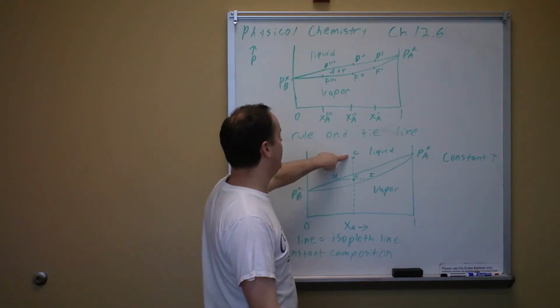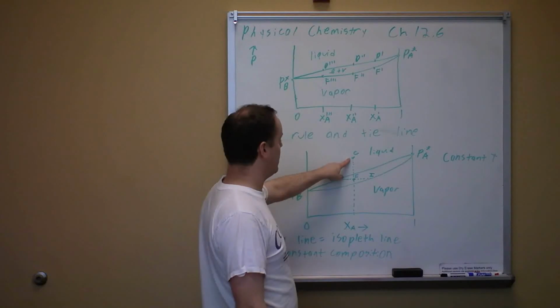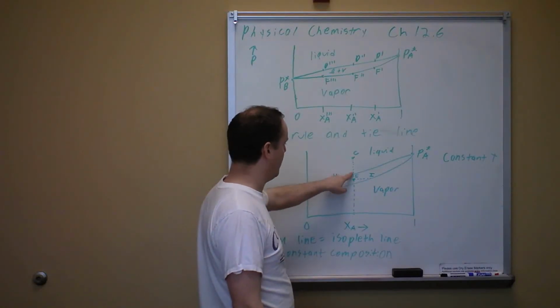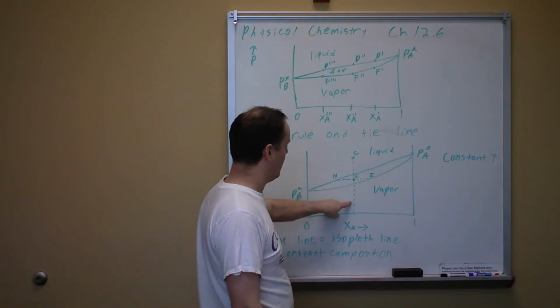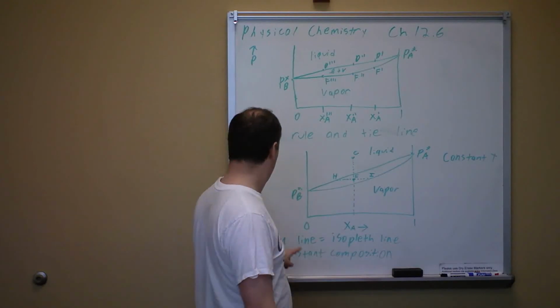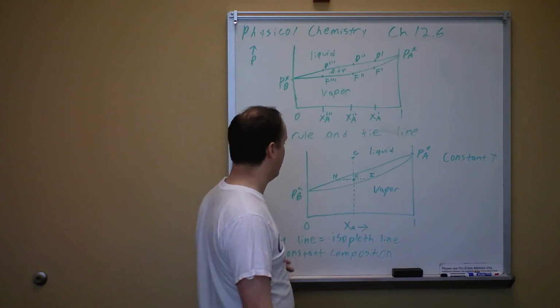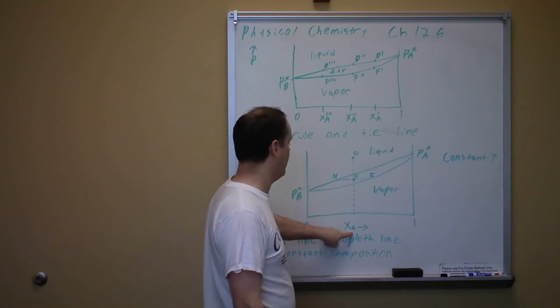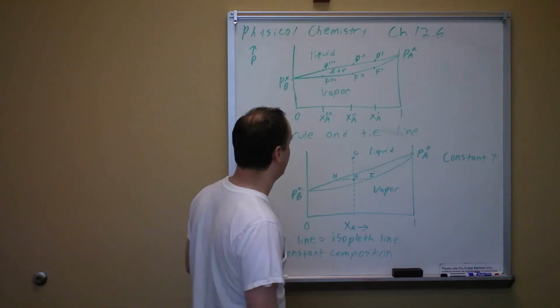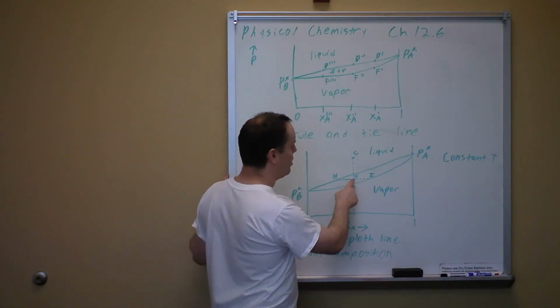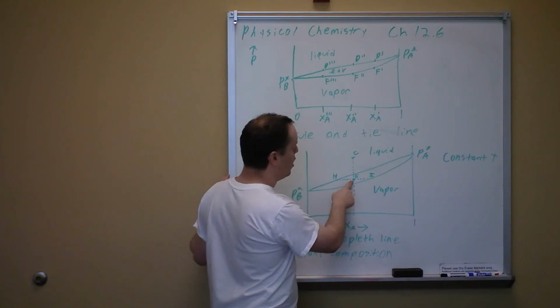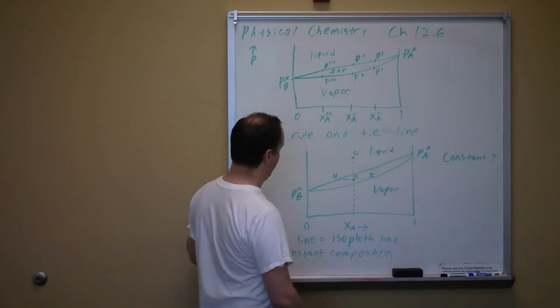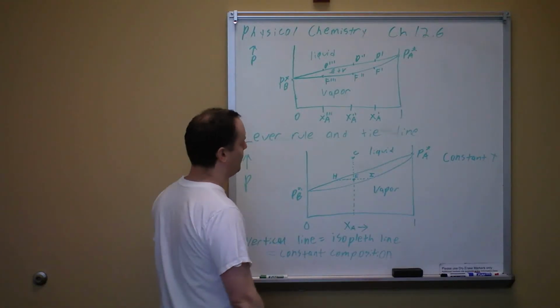Now let's say we start at point C up here in the liquid phase, and we're going to decrease the pressure with the piston, just like we did before. Then we're going to keep on going down. This vertical line here is called an isopleth line. That means constant composition. Now what we want to do is figure out at point E, what do we have in the vapor phase, and what do we have in the liquid phase?